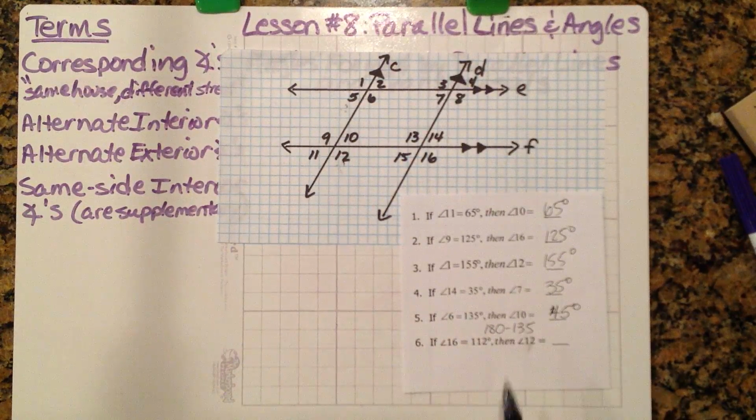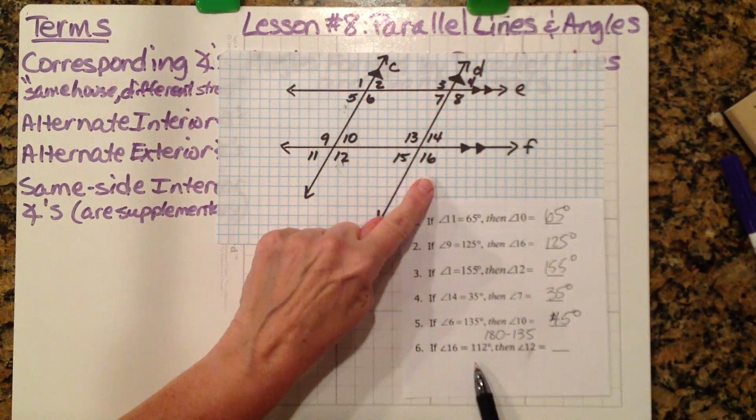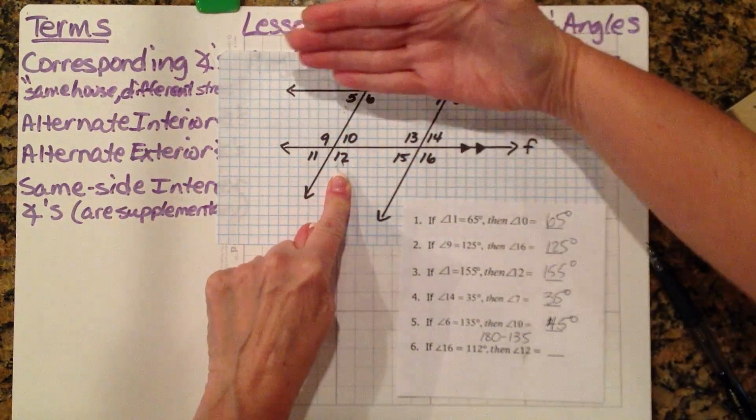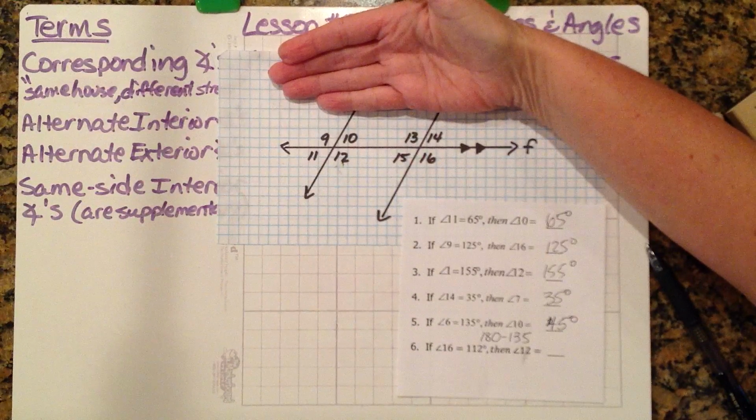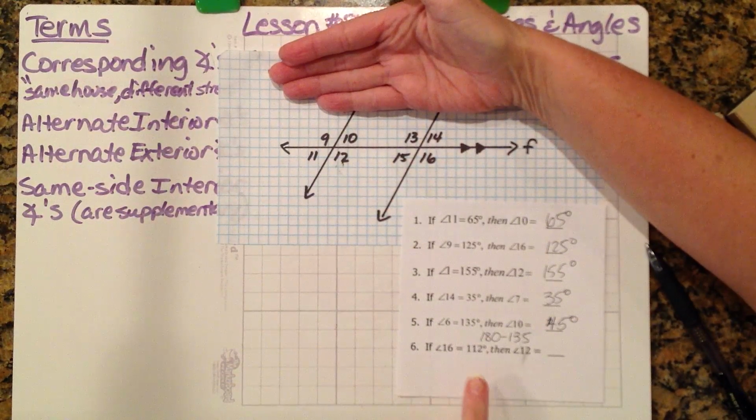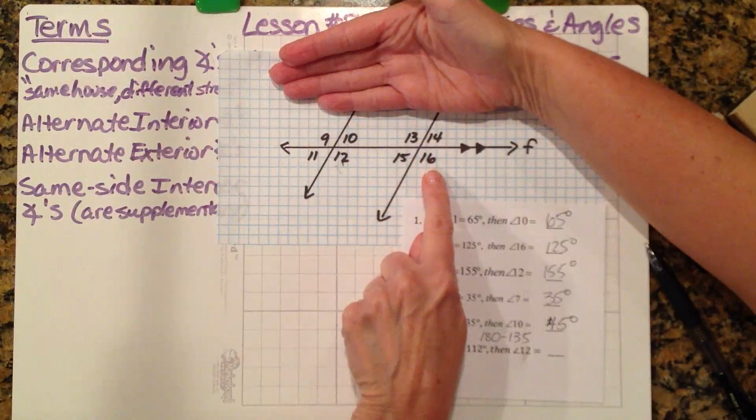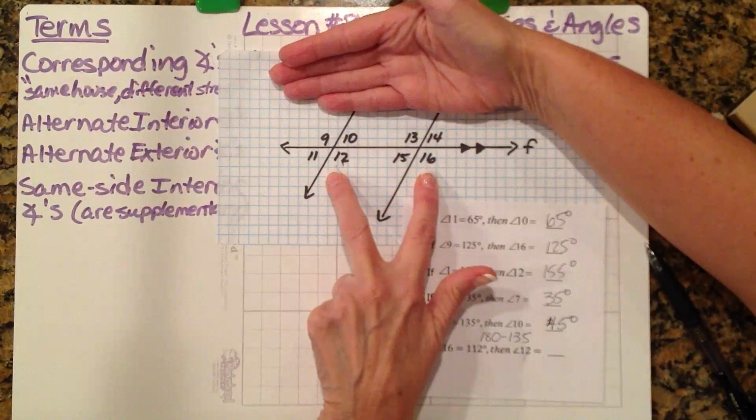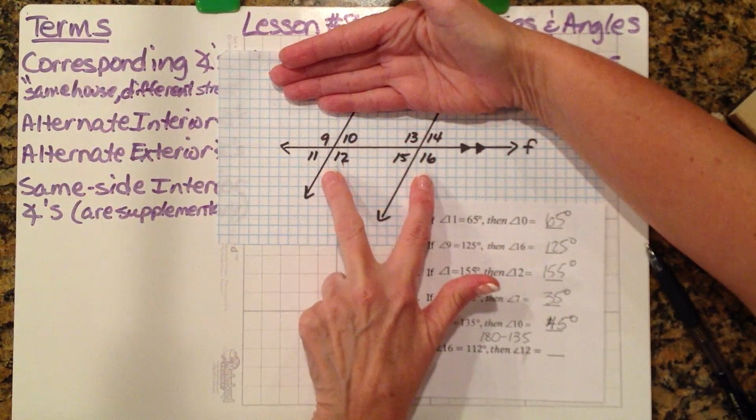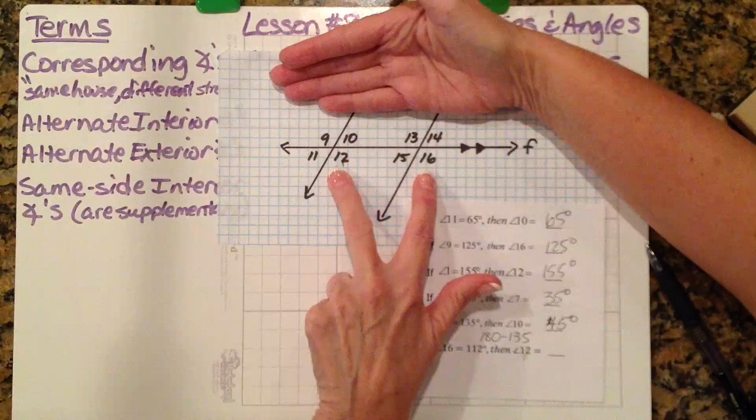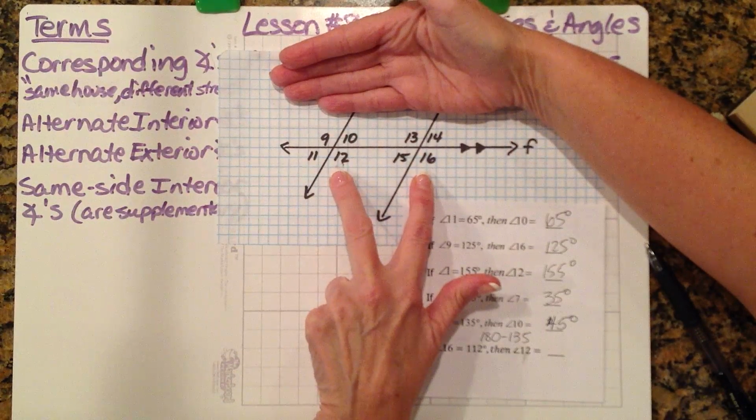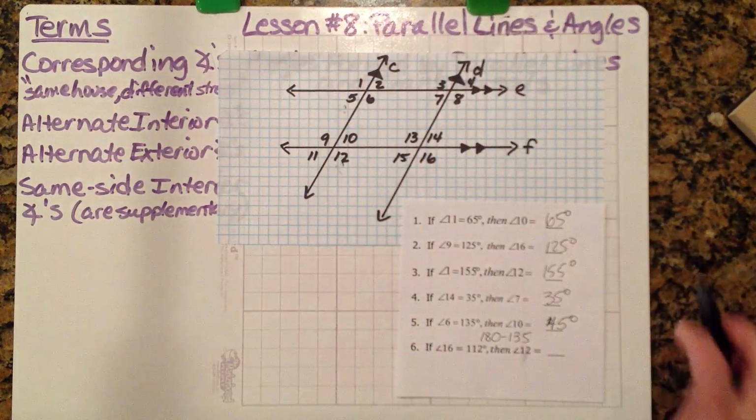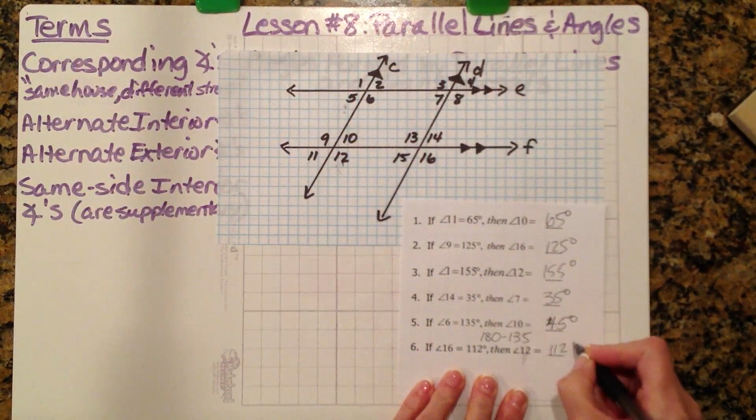All right, last one. Angle 16 is 112. What's the measure of angle 12 right here? Okay, I'm going to cover up the top of my diagram because I don't even need to look at that to solve this problem. If this is 112 and angle 12, these are both corresponding angles. Notice they're in the same location. Same house, different street. And they're congruent. So if angle 16 is 112, then angle 12 is 112 degrees also.